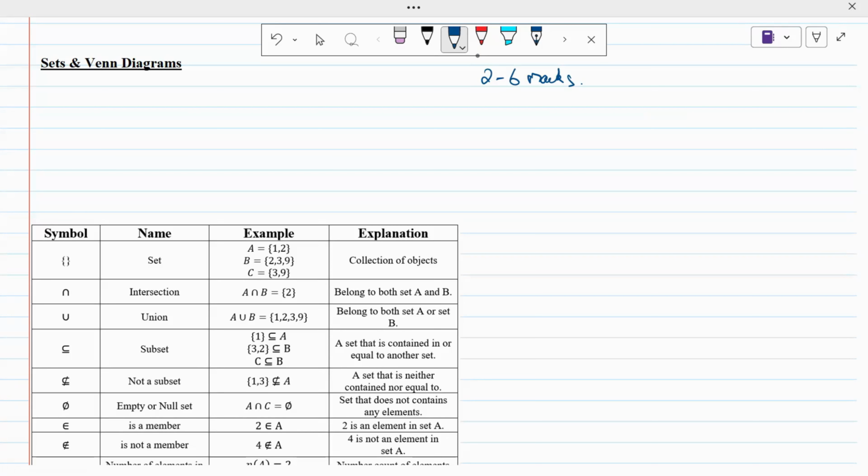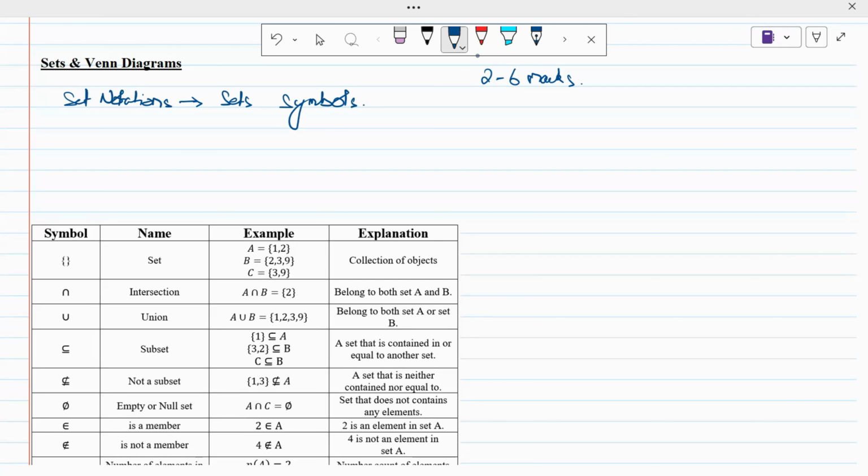Sets and Venn diagrams. This topic is also called set notations. To understand the notations, we first need to understand the language in which we would be dealing with sets questions. So for the language, we need to know the set symbols first. We'll go through all the symbols one by one, how they work and what they mean. First, we'll go through all the symbols and then we'll go for the types of questions.